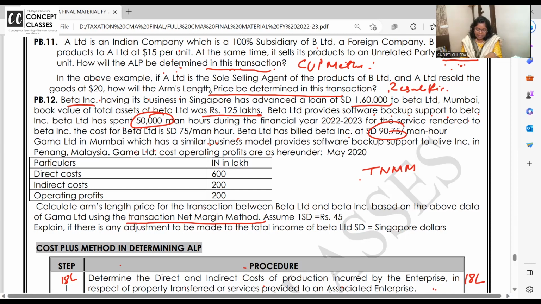Gamma Limited in Mumbai, which has a similar business. कोई और है. Transaction net margin मतलब कोई और कैसे कर रहा है? Which provides software backup to Olive Inc. Malaysia. I am giving to Singapore. Someone else from Mumbai is giving services to Malaysia. And Gamma Limited's cost and operating profit are given. Direct cost, indirect cost, उनका profit percentage. मतलब उनका अगर आप profit percentage देखोगे तो आपको arm's length और सब आ जाएगा. Right? Okay.